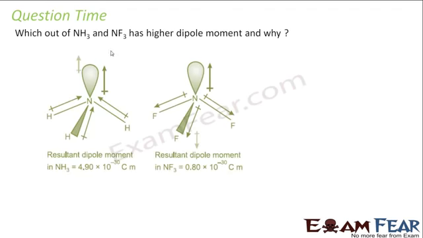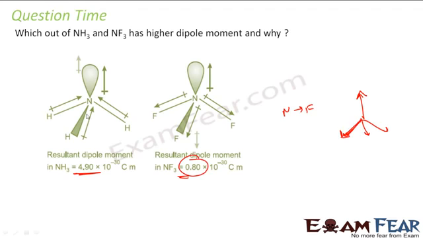Which of NH3 and NF3 has higher dipole moment and why? So it is seen here that NH3 has a higher dipole moment than NF3. Why? See, the N-F dipole is stronger because fluorine is more electronegative. But these dipoles, if you see, are in this direction, and the dipole for the lone pair is in this direction, and they cancel each other, right? These dipoles cancel each other, so the net dipole is less.